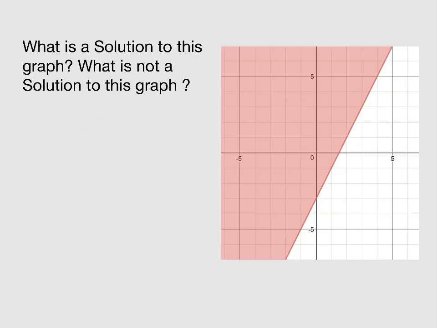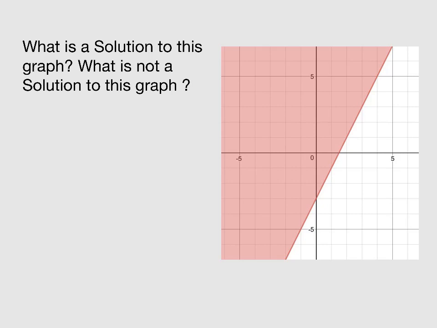Finally, we are given a graph. We need to figure out what a solution is to this graph and what a non-solution is. So let's first look at what a solution is. This is a graph of an inequality. A solution is anywhere in the pink, in the shaded area. So I would say right there is a solution. And not a solution would be right here.